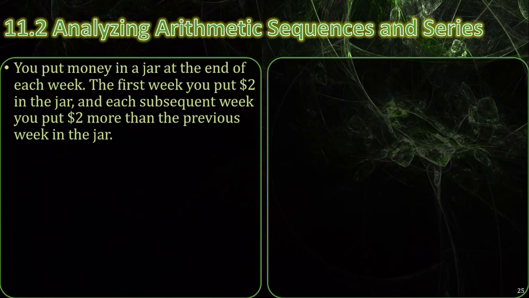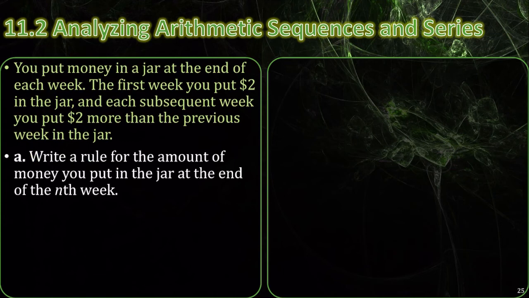Let's say you put money in the jar at the end of each week. The first week you put $2 in the jar, and each subsequent week you put $2 more than the previous week in the jar. Wow, it'd be nice to keep that up. All right, so write a rule for the amount of money you put in the jar at the end of the nth week. The first week you put in 2. The next week you put $2 more, so 4. The next week you put $2 more than that, so 6, and then 8, and then 10, and so on.